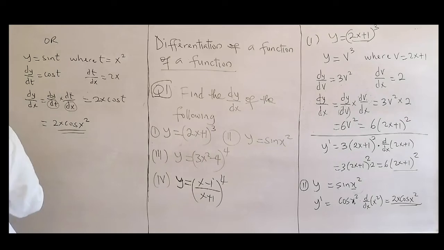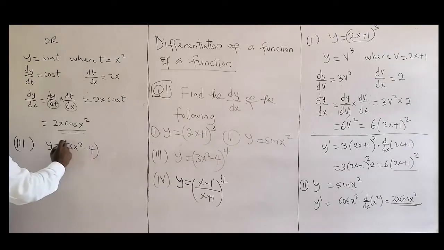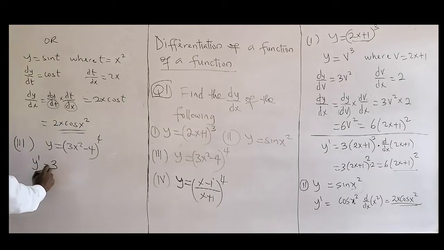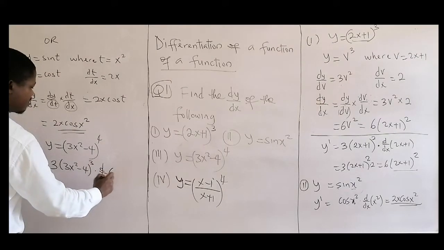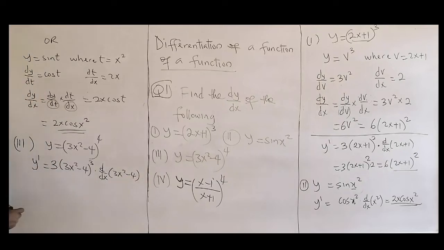Then we go to the third one. We have y equal to (3x squared minus 4) to the power 4. If you use the product rule for this one, you'll be wasting a lot of time. So what we do in this case is very simple. For y prime, the 4 will go to the front. Write the expression 3x squared minus 4, then 4 minus 1, that's power 3, and then times the derivative of the base, 3x squared minus 4, which gives us 6x. So 4 times 6x is 24x, giving 24x (3x squared minus 4) to the power 3 straight away.